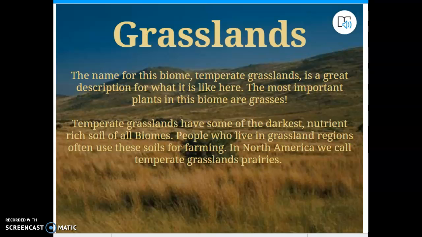Because now we have energy from the sun to the grass, energy from the grass to the herbivore, energy from the herbivore to the carnivore. And we have that food chain and eventually food webs moving on.